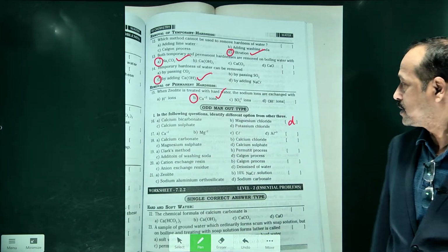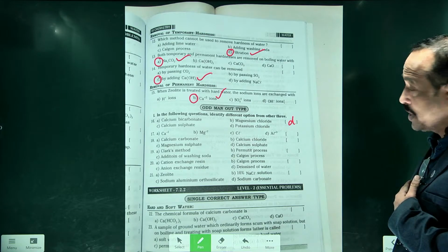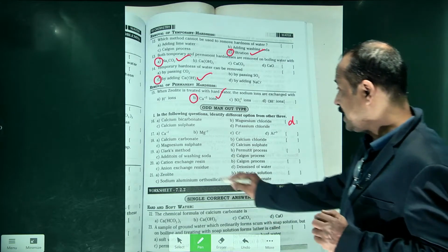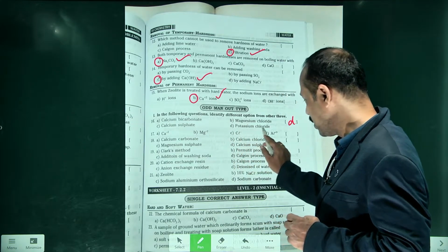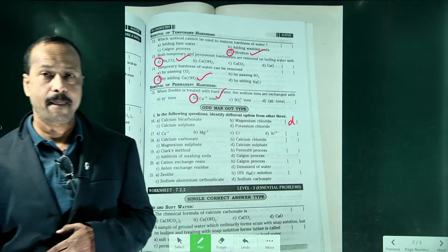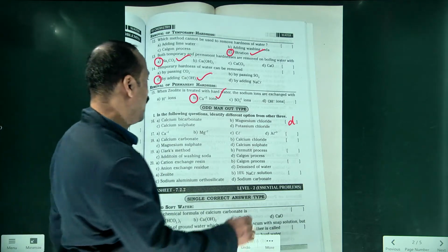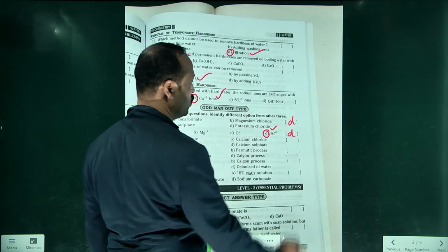Now next, in this one, which one is odd? Observe carefully. Here it is given: calcium ion, magnesium ion, chloride ion, aluminum ion. Now in this, which one is the odd one? Sir, aluminum. Very good boy, aluminum. So this is the right answer. D is the right answer. Good boy.